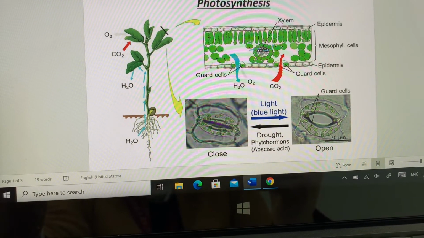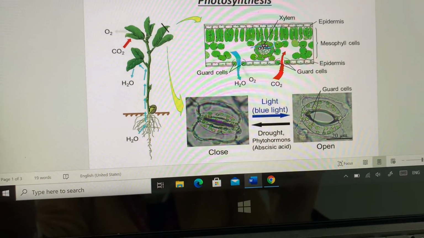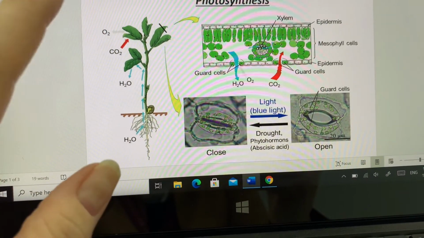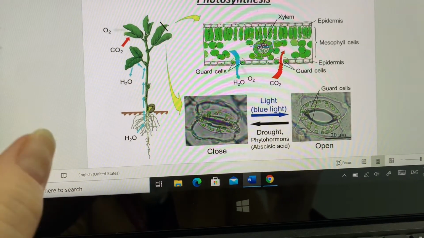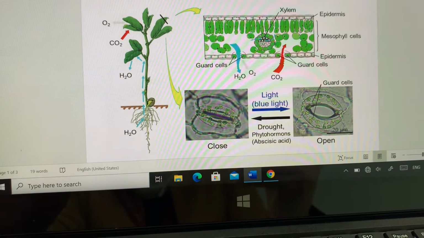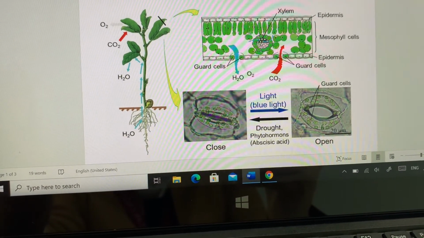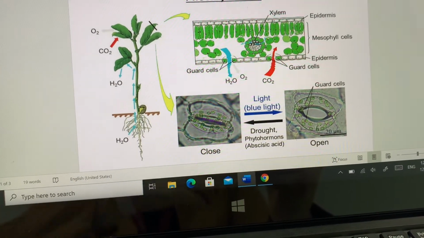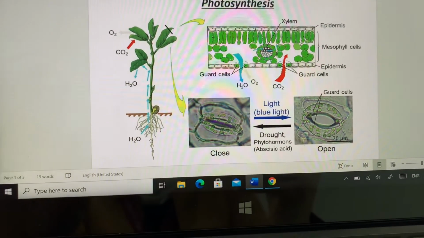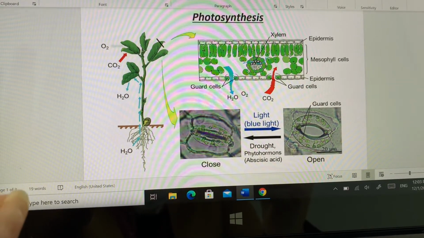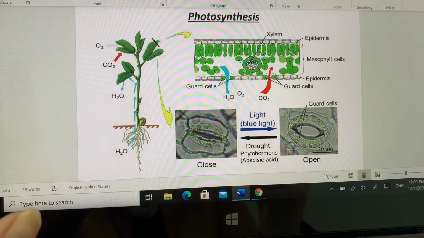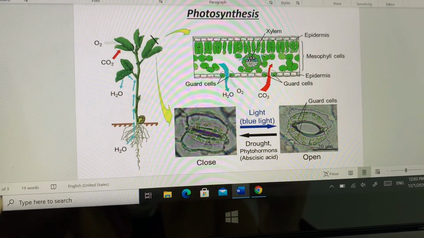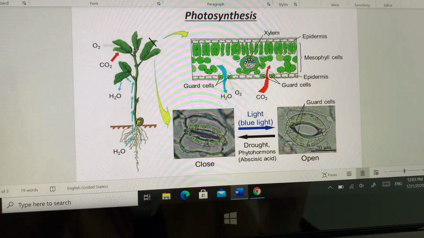These openings are responsible for the gas exchange, where the carbon dioxide enters and the oxygen comes out to us. Okay? Now, the plant will sense that sunlight is there, carbon dioxide is there, water is there, and will form the photosynthesis process.